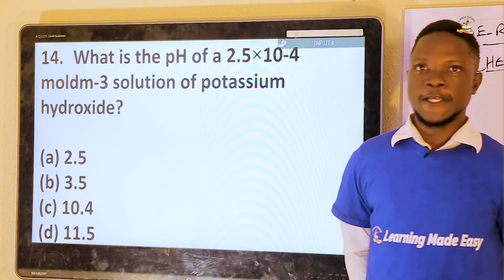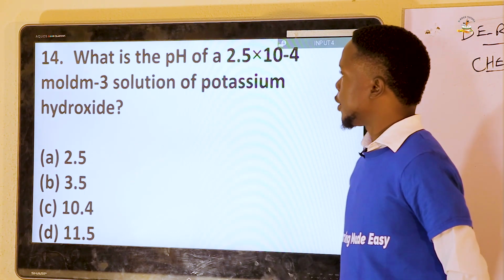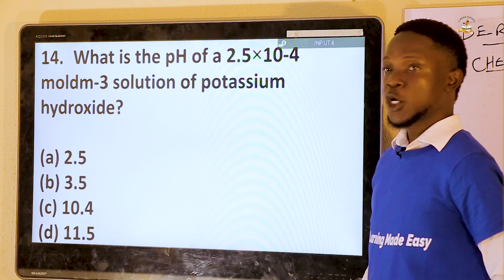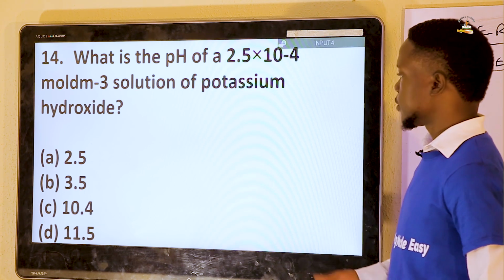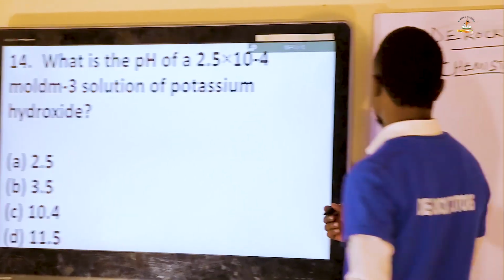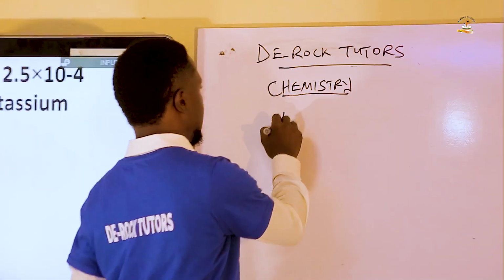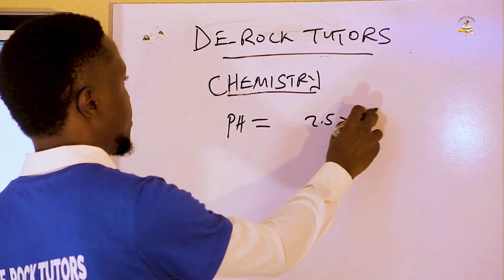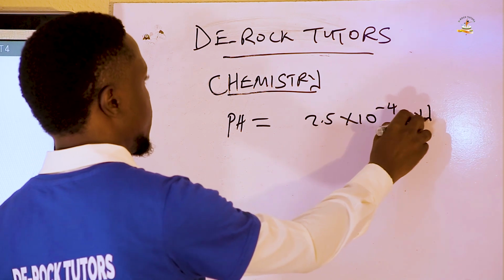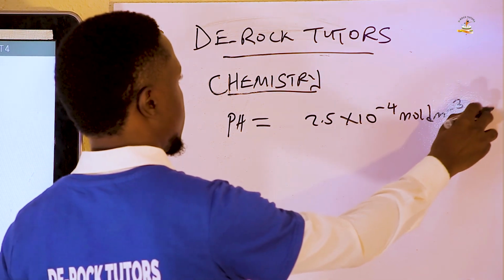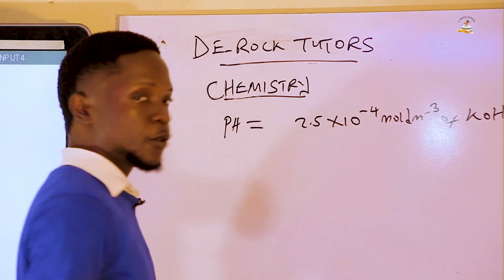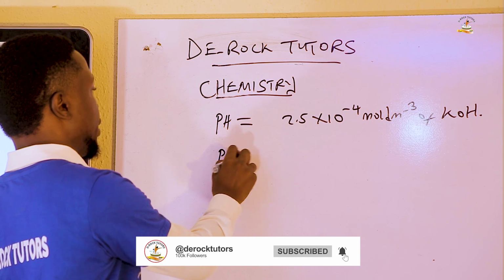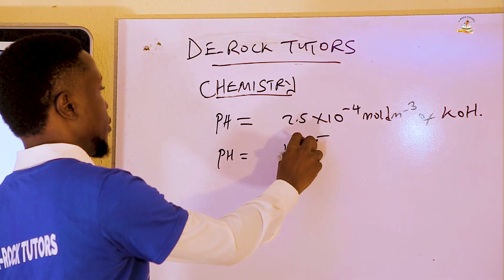Question number 14. What is the pH of a 2.5 times 10 raised to the power minus 4 mole per dm cube solution of potassium hydroxide? Okay, so to solve this, we have 2.5 times 10 raised to the power minus 4 mole per dm cube of potassium hydroxide. So we'll take the log reading of this.